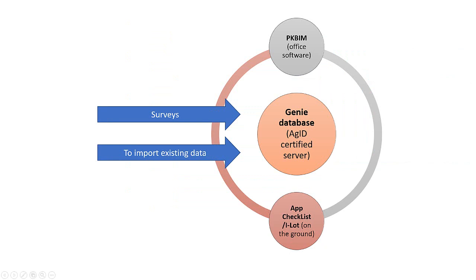The system is subdivided in three main elements: the office software, PKBIM, the Android applications, and in this video we will talk about app checklist, and the database, the central database where data is stored, that is in an AGID certificate server.